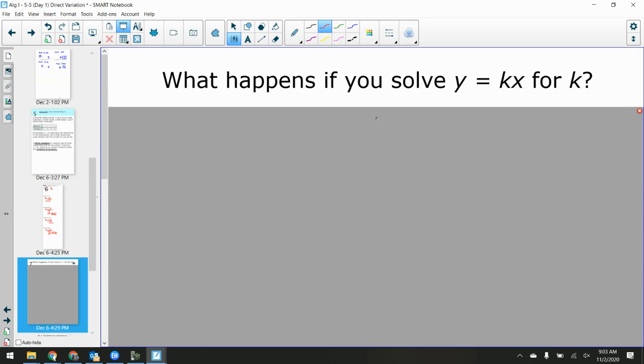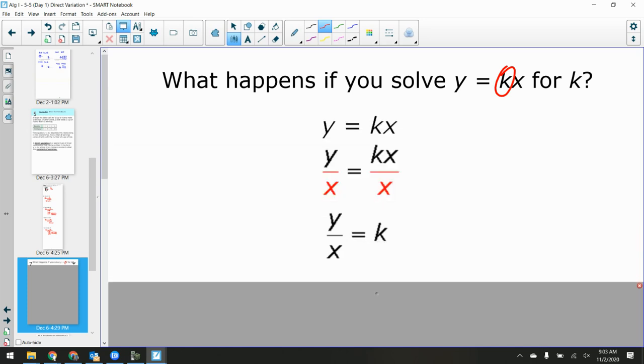What happens if we solve for k? What happens if I want to get k completely alone? What operation would get k alone? Tavea? I would divide by x over to the other side, and this is what I would get. k is equal to y divided by x.